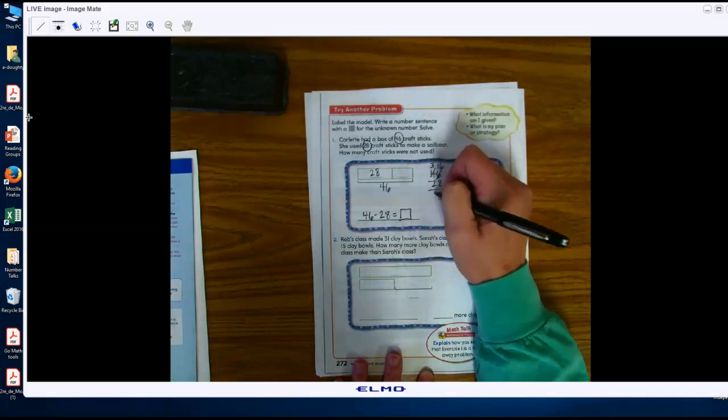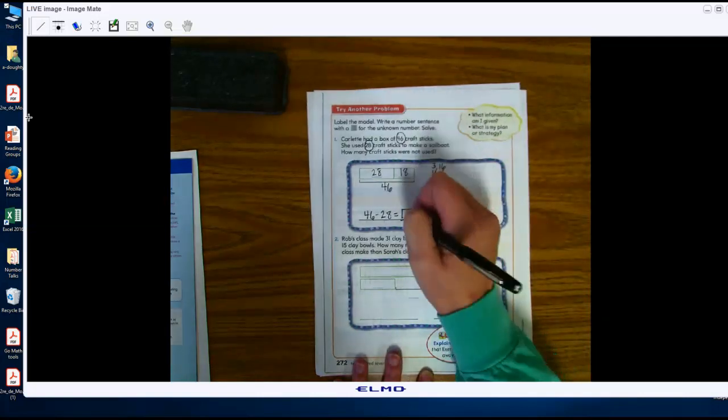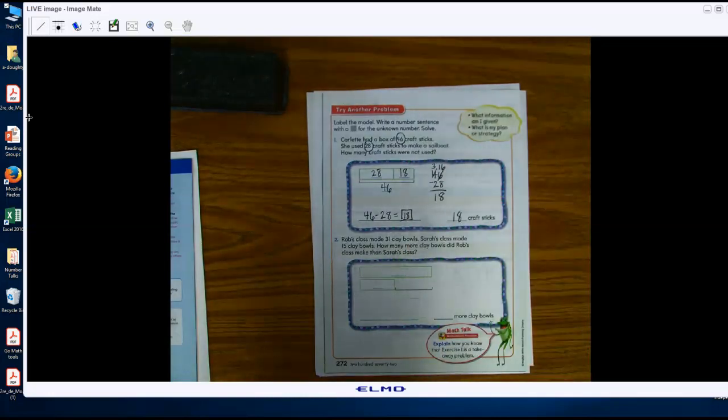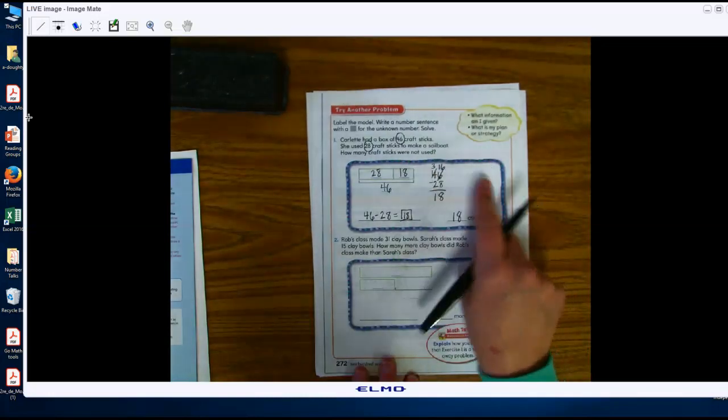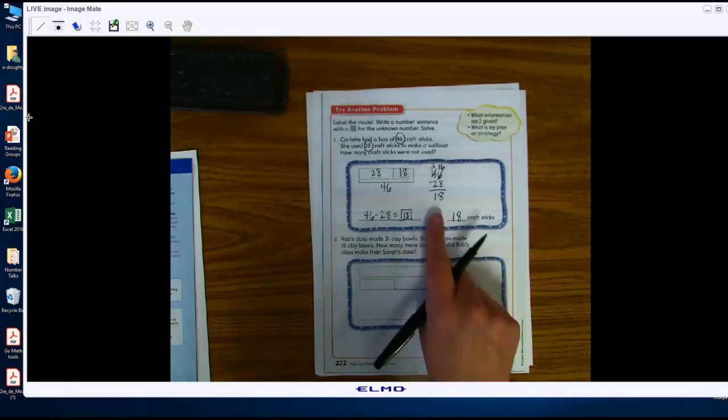3 take away 2 is 1. So I have 18 craft sticks. I need to put it in all my spots, in my tape, in my square, and in my answer. You can do this, or you can draw the picture and do this, whatever makes it easier for you. But you do have to show your work here.